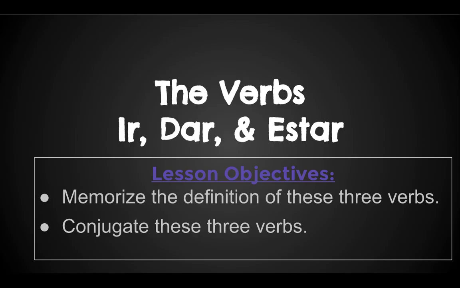The goal of the video is that you memorize what they mean, memorizing the definitions, and that you also are able to use the verbs in sentences, meaning you're conjugating the verbs. There's 5 different forms for each that we're going to learn. Let's start with the first one. Copy all 3 of them down in your notes.